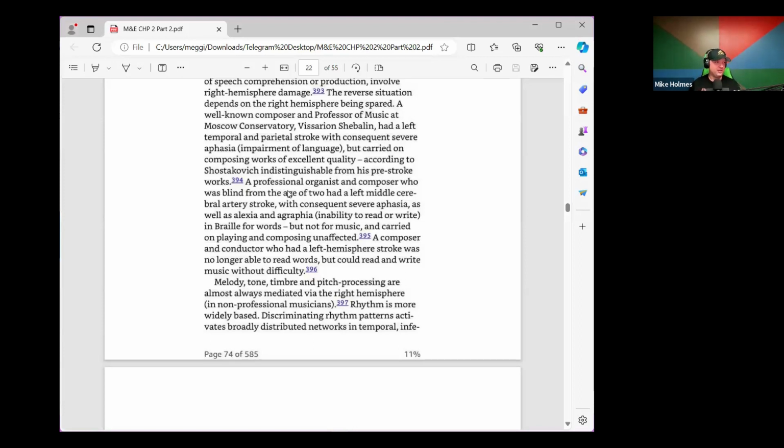A professional organist and composer who was blind from the age of 2 had a left middle cerebral artery stroke with consequent severe aphasia, as well as alexia and agraphia, inability to read or write in Braille for words, but not for music, and carried on playing and composing unaffected. A composer and a conductor who had a left hemisphere stroke was no longer able to read words, but could read and write music without difficulty.